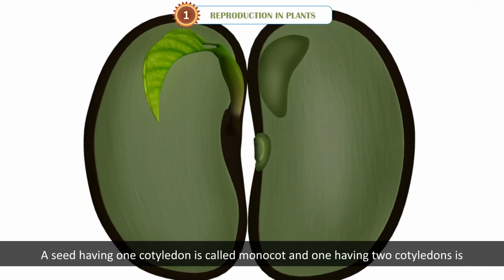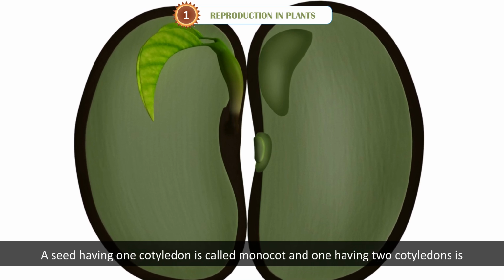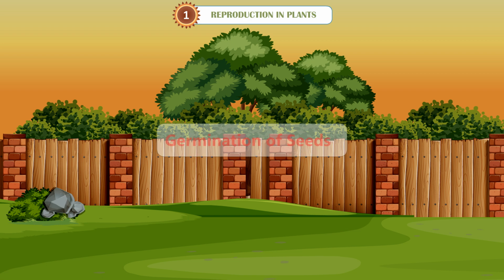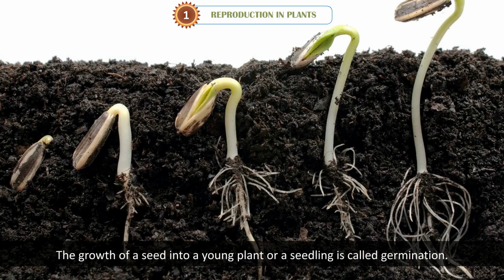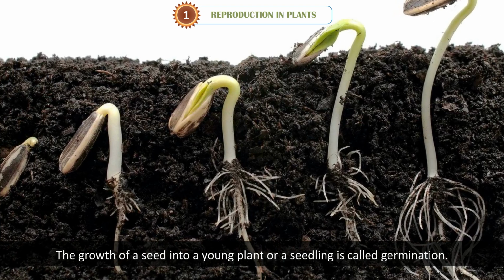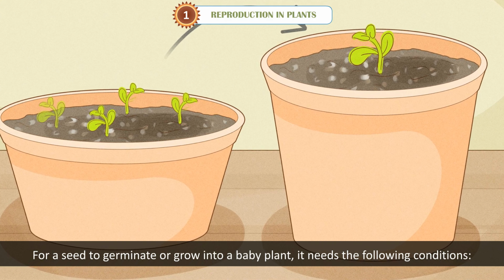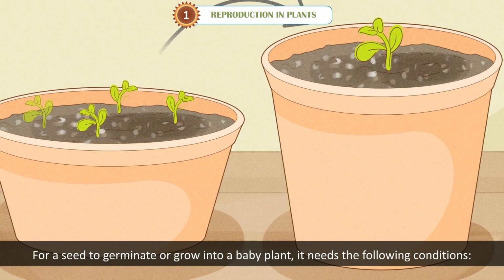A seed having 1 cotyledon is called monocot, and one having 2 cotyledons is called dicot. Germination of seeds. The growth of a seed into a young plant or a seedling is called germination. For a seed to germinate or grow into a baby plant, it needs the following conditions.